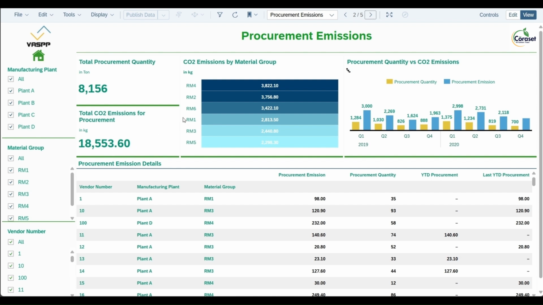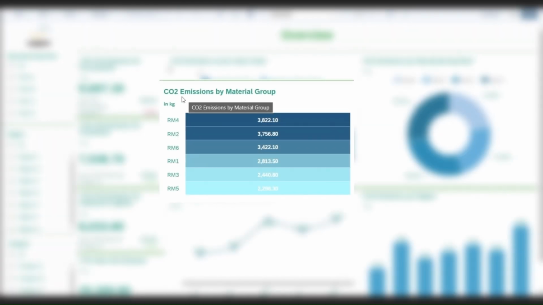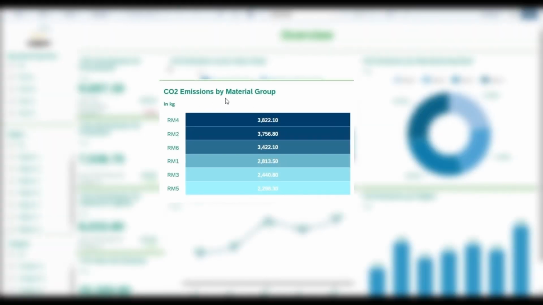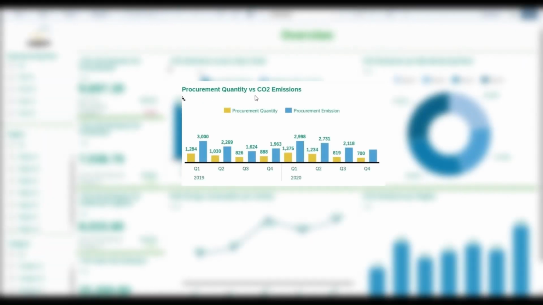Now, let me walk you through the various charts I have incorporated into the dashboard. On the left, the CO2 emissions by material group heat map visually represents the carbon emissions associated with different material groups using varying color intensities. Next, procurement quantity versus CO2 emissions bar chart on the Carbon AI dashboard displays the relationship between the volume of procured materials and the associated carbon emissions.